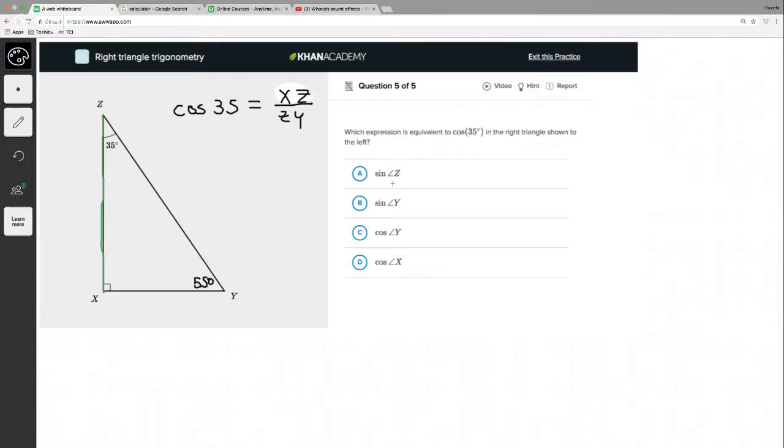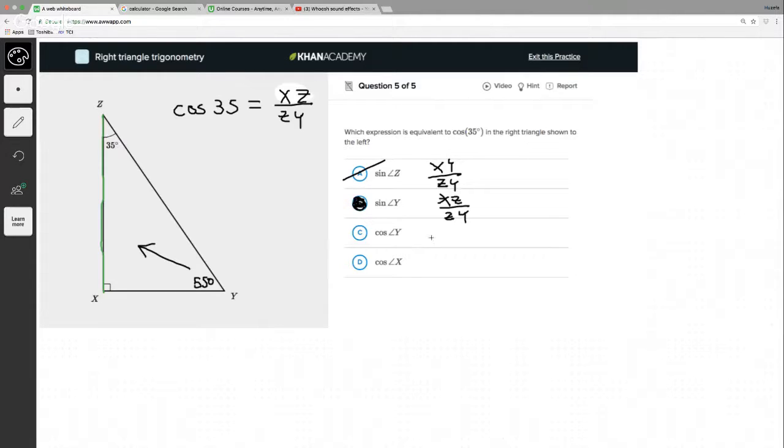Which one of these also gives that one? Sine of Z would be opposite, which is XY over ZY. No, that's not it. Sine of Y, which is, I think, going to be our answer, is opposite. Sine of Y is ZX, or XZ, over hypotenuse, which is ZY. So this is our winner.